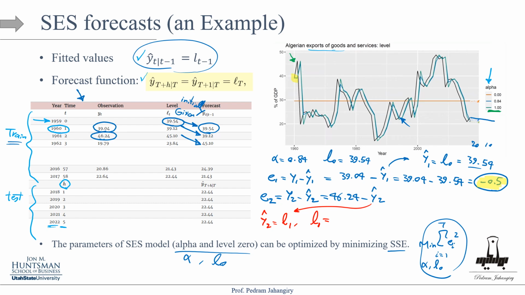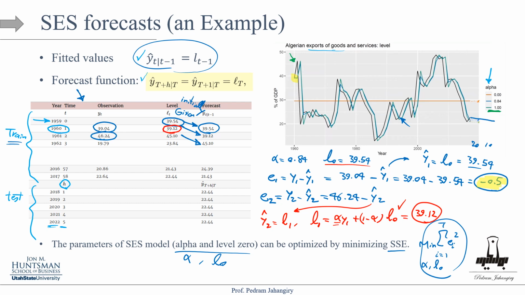Your L1 is basically, remember, I'm using the smoothing equation for L, right? I wish I could go back to the previous slide, but you get the idea. So you pause the video, go back to the previous slide and see what the formula for L1 was. Basically L1 was alpha y1 plus 1 minus alpha times L0. L0 I have, which is 39.54. Alpha I have, it is 0.84. If you plug those numbers in, your level 1 is going to become 39.12. Again, I want you to pause the video and do that.